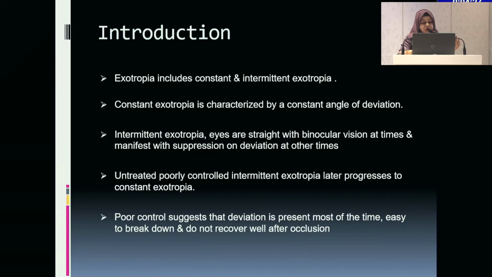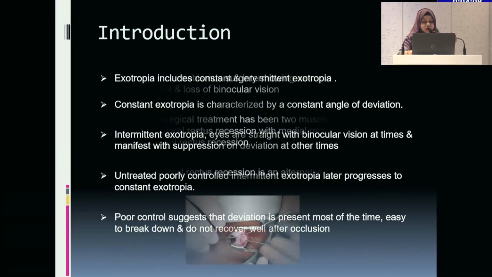And intermittent exotropia, eyes are straight sometimes and manifest with suppression on deviation at other times. The untreated, poorly controlled intermittent exotropia later progressed to constant exotropia. The poor control suggests that the deviation is present most of the time, easy to break down, and does not recover well after the occlusion.